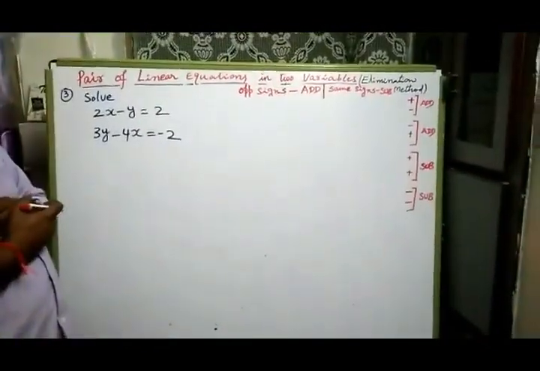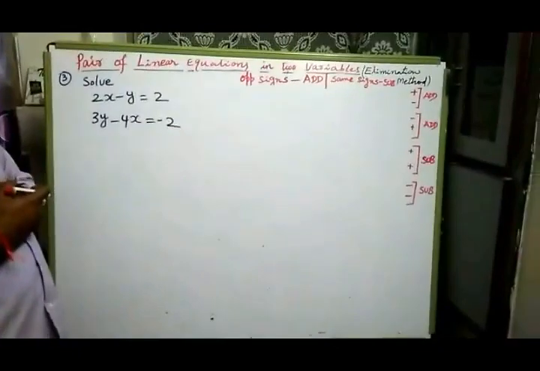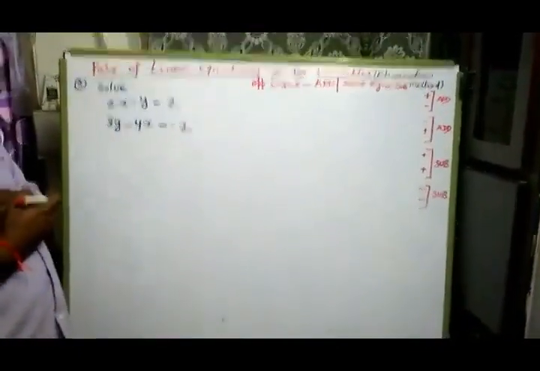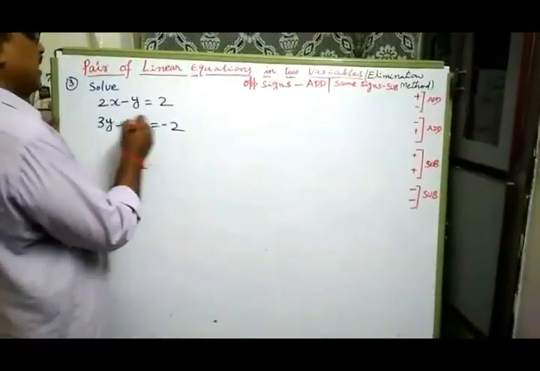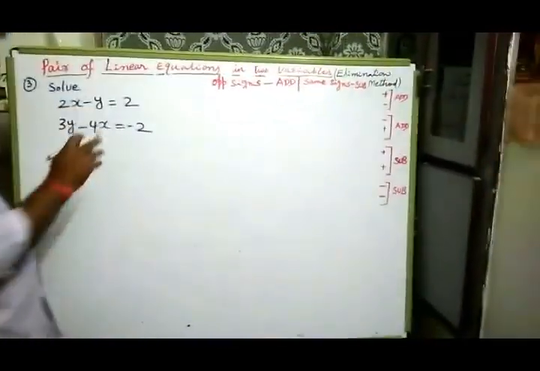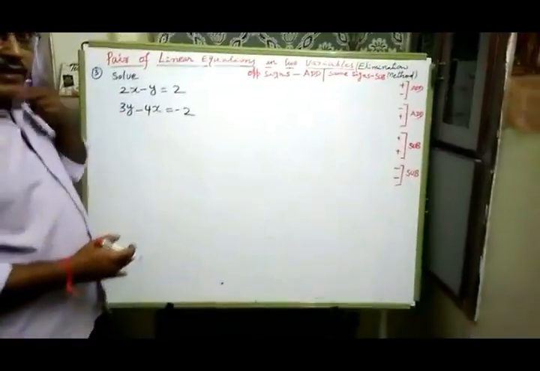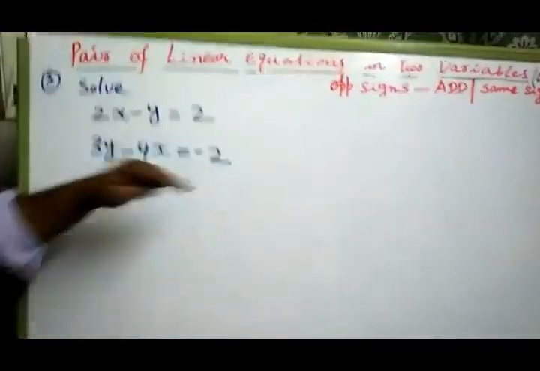Here one more sum is there. By using the elimination method, we have to solve this pair of linear equations. The first one is 2x minus y is equal to 2. The next one is 3y minus 4x is equal to minus 2.